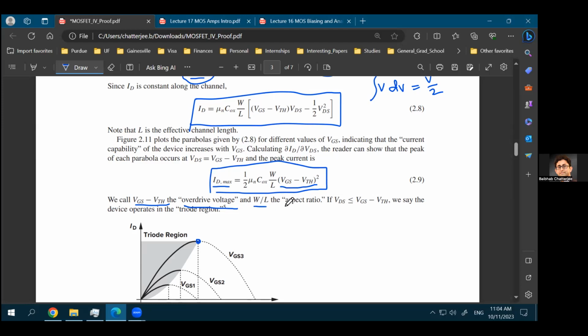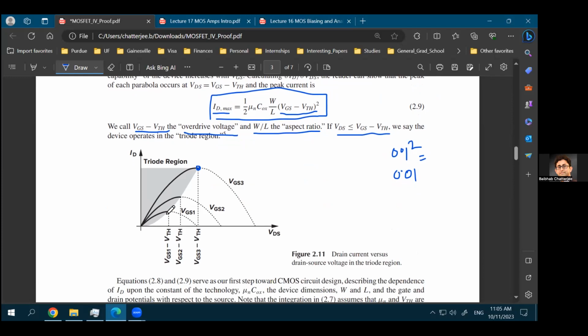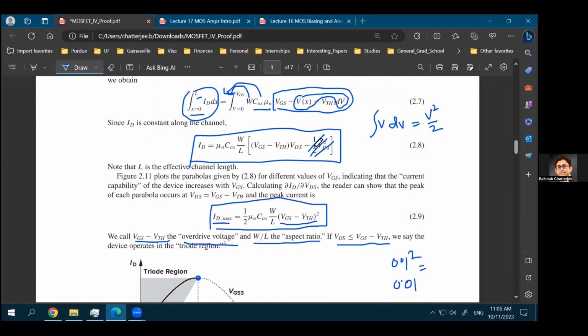W over L is the aspect ratio. Now, if your VDS is much smaller than VGS minus VT, if your VDS is very small, your VDS squared will be even smaller. Let's just assume VDS equal to 0.1 volt. What would be VDS squared? VDS squared will be 0.01 volts, right? So 0.1 squared is equal to 0.01. So VDS squared will be even smaller. So you can ignore this term when your VDS is very small.